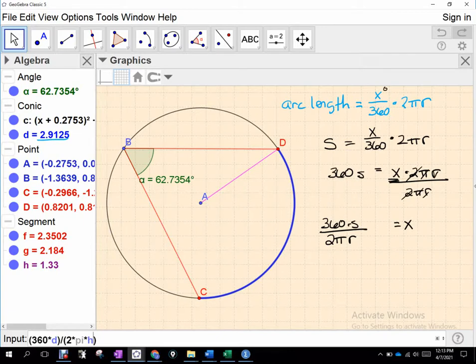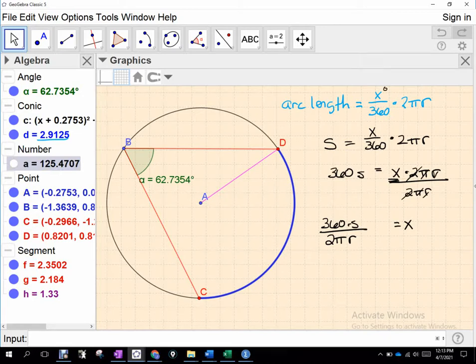Okay, so it's just a little bit of redefining of variables based on what GeoGebra is calling r and s and that kind of thing. So I hit enter. Okay, and it did what I was hoping it would do. GeoGebra was programmed in degrees. So what we're saying now is that this blue arc right here is 125.4707 degrees. Are we okay with that?